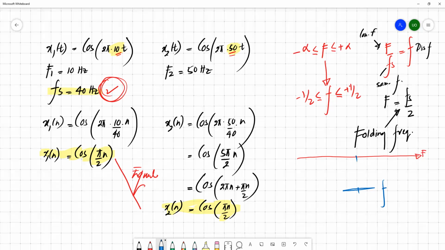So what happens here is, we basically map this range to minus half and plus half. Then if you move beyond this, again this block is mapped to here. So let's assume this is mapped to this block. Then again this block maps to this again. Next block maps to this again. Next block also maps to this. So this Fs by 2 is the folding frequency.